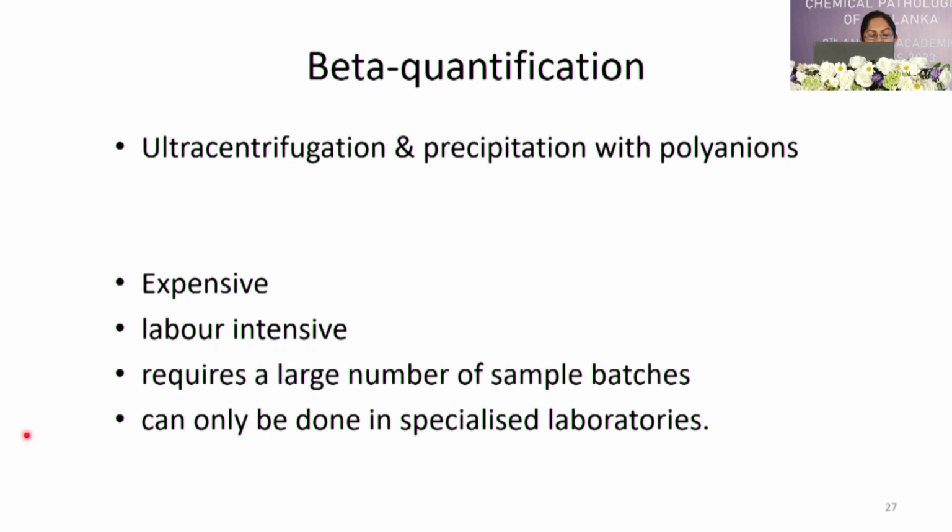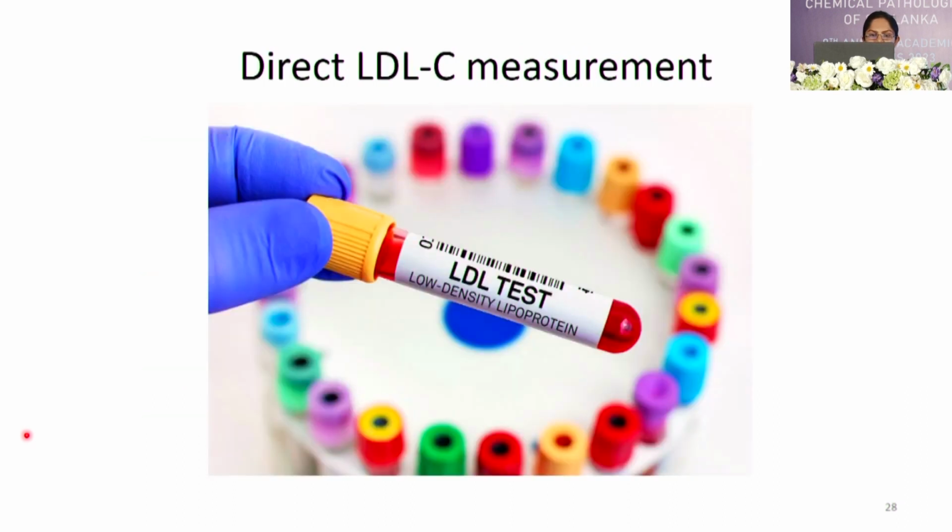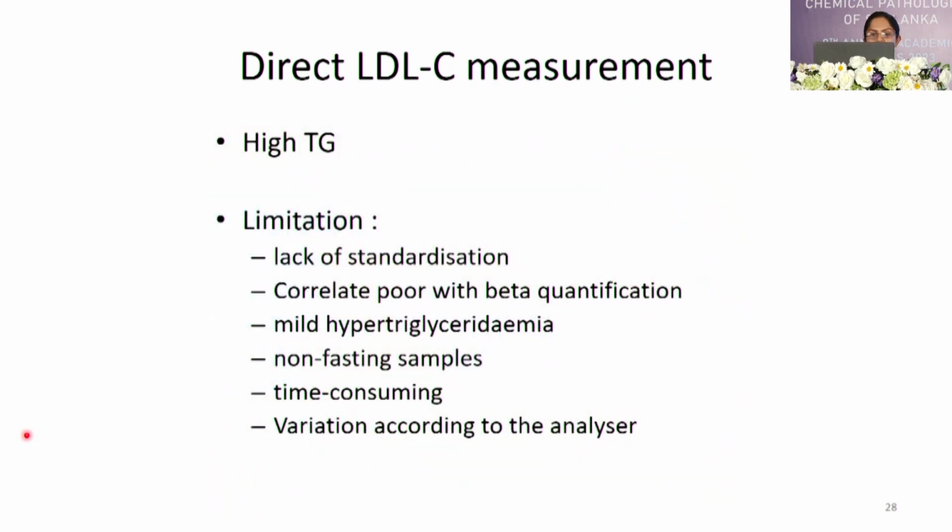Beta-quantification is expensive and it is very cumbersome, and it is not routinely done in our day-to-day practice. Direct LDL measurement, we use it when we encounter high triglyceride levels. But there are limitations because the LDL method is not standardized well. It correlates poorly with the gold standard, and it is not that accurate in mild hypertriglyceridemia and also in non-fasting samples.